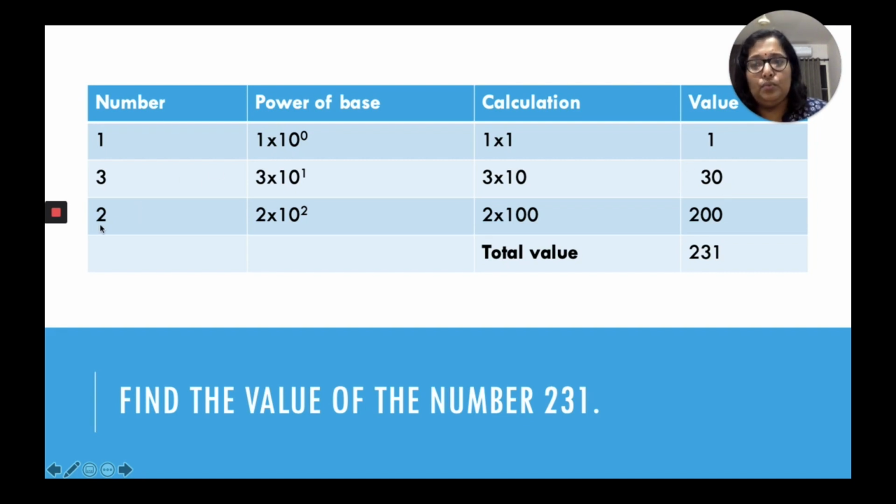Then 2. That is the hundredths digit place number. You can multiply as 2 into 10 raised to 2. That is, 10 raised to 2 means the same number with 2 zeros. That is, 10 squared is 100. That is 2 into 100, that is 200.